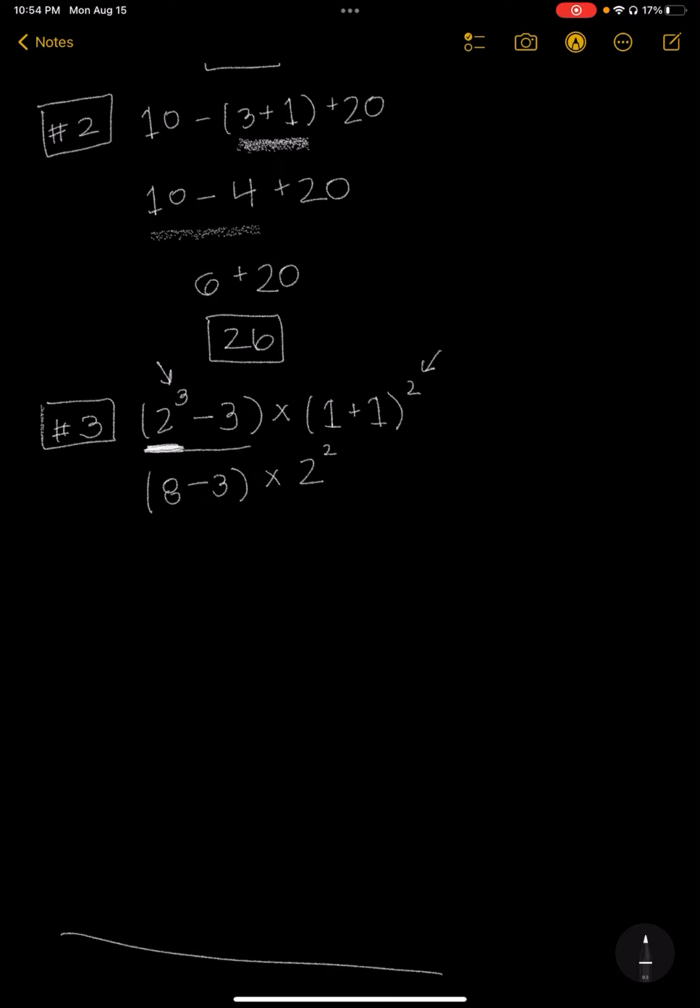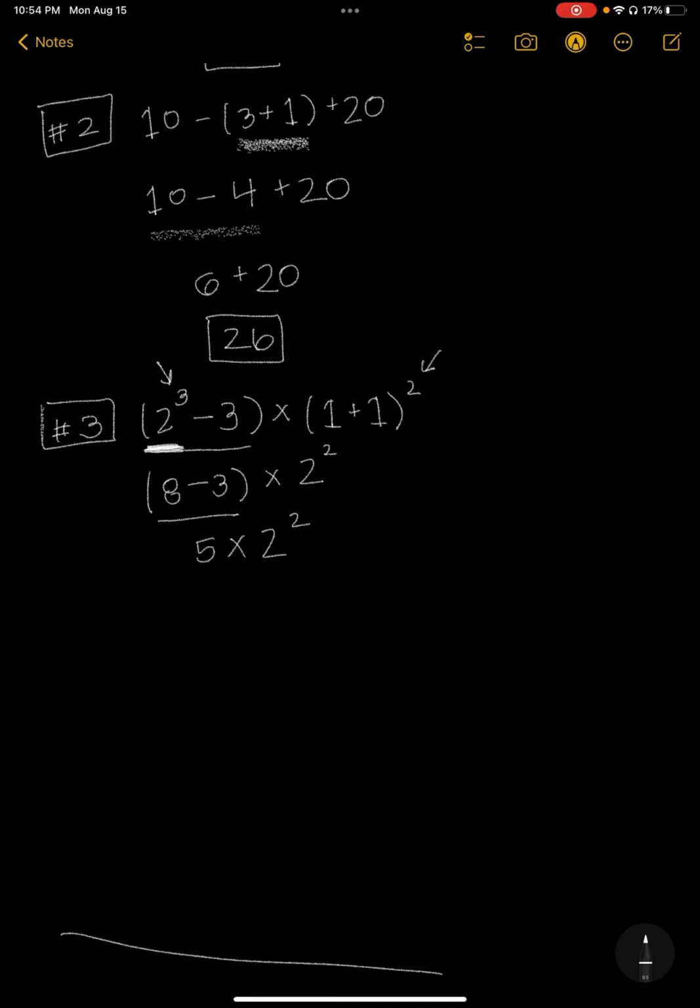All right. So now we're still going to have to deal with the parentheses, this first set of parentheses. And we know that now that we got rid of the exponent in there, we can do the subtraction. And 8 minus 3 is 5. So I'm just going to write 5 times 2 squared.